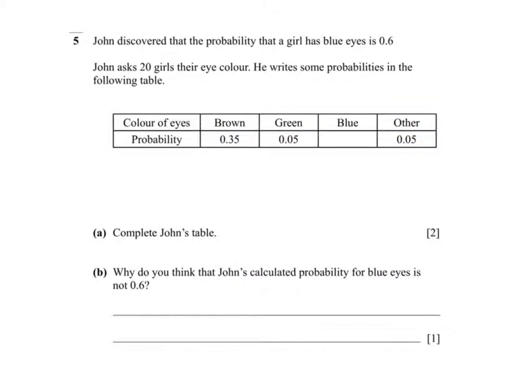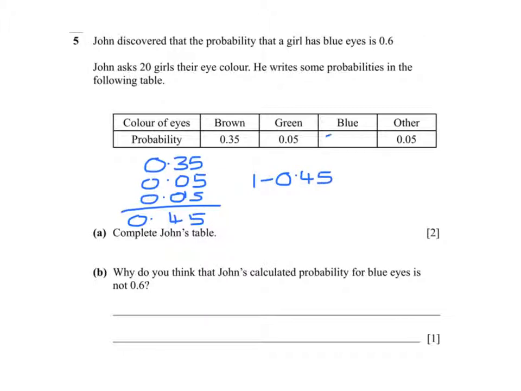To complete the table, we need to use the fact that probabilities add to give 1. So I'm going to add together all the probabilities in the table. 5 plus 5 plus 5 is 15. 3 and 1 is 4, and I get 0.45. So 1 minus 0.45 means that the missing probability is 0.55.